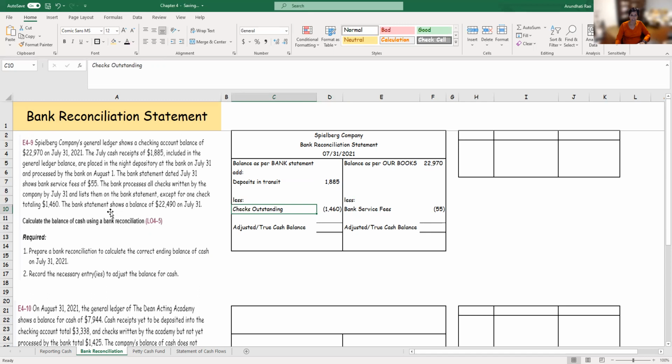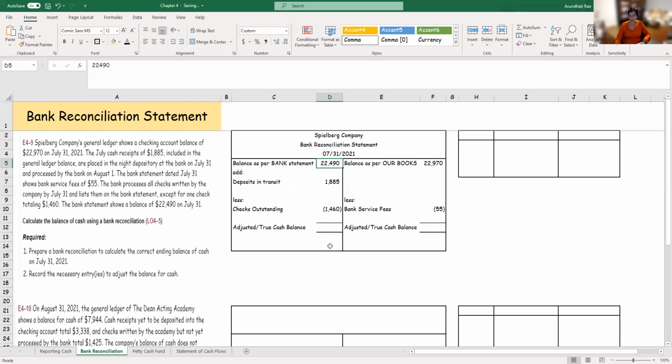And then finally, we are told that the bank statement shows a balance of $22,490 on July 31st. So balance as per bank is $22,490. Now, in this case, this is all we have. It's a fairly simple exercise.